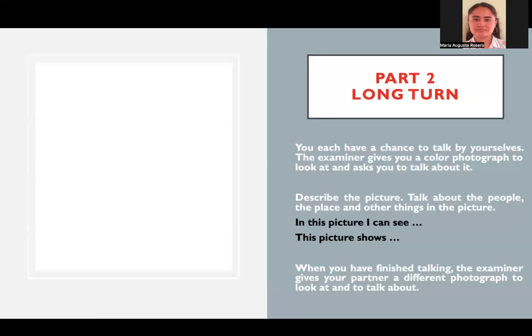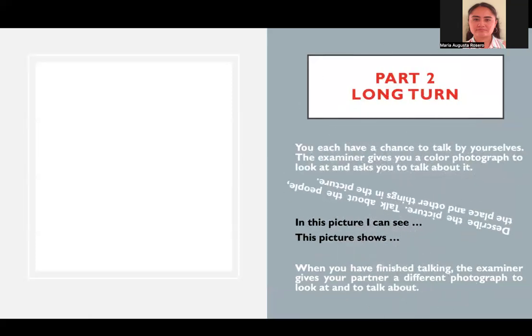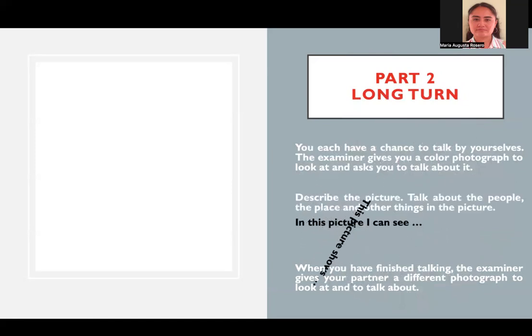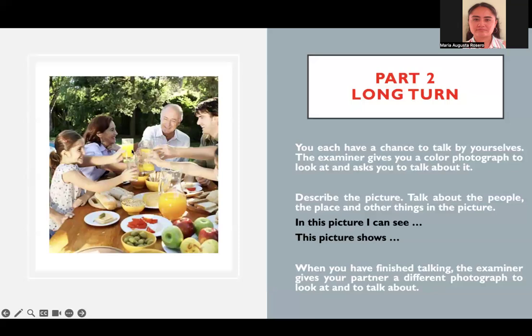Why is it called that way? Let me show you the picture for a while, and then I explain the reason why this is called that way. So here you are, the picture on the left. This is just an example, right, of a picture that you can be given in order to describe it.